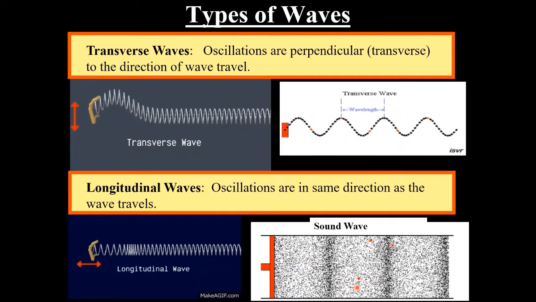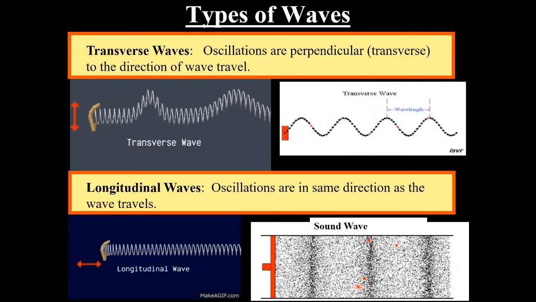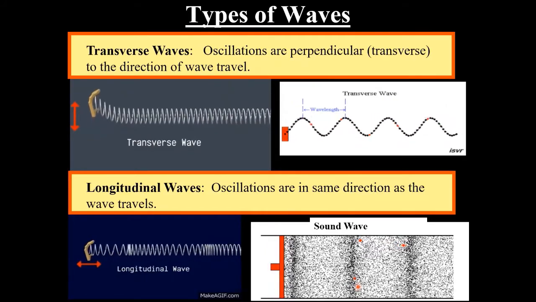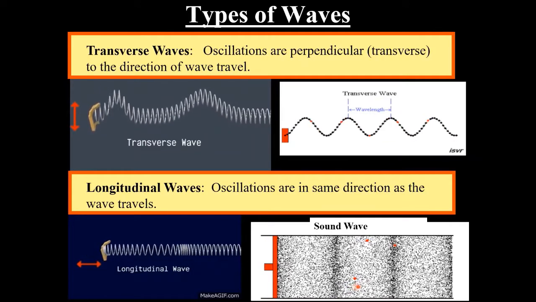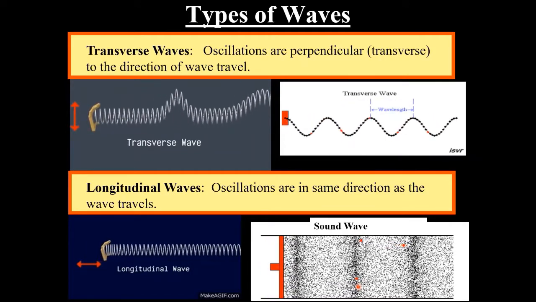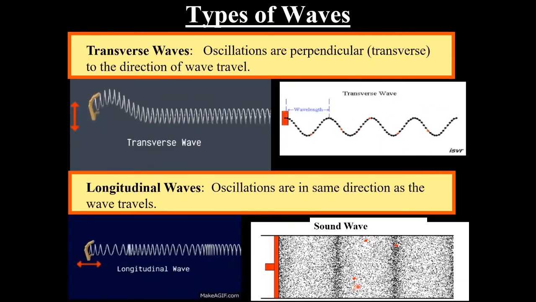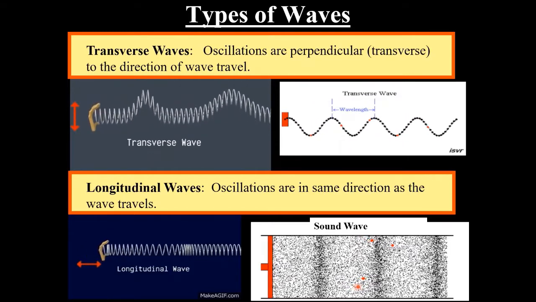The molecule goes to the right, it snaps back to the left, and then it goes back to the right, and back to the left. It's not going anywhere. It's not moving down the tube. It's just vibrating or oscillating back and forth in the same horizontal direction as the wave is traveling. So this is another classic example of a longitudinal wave.